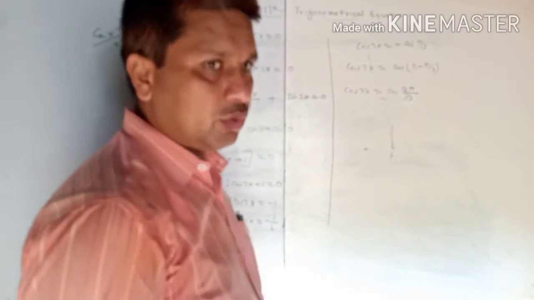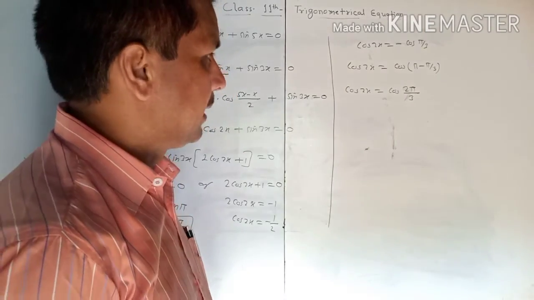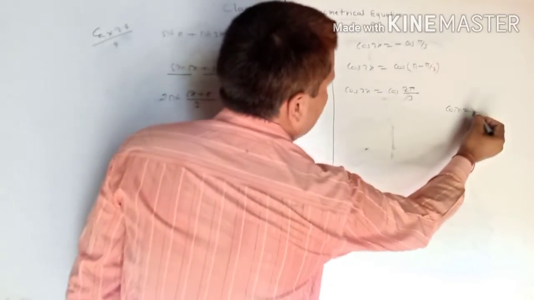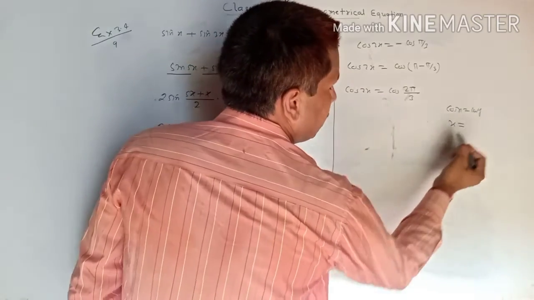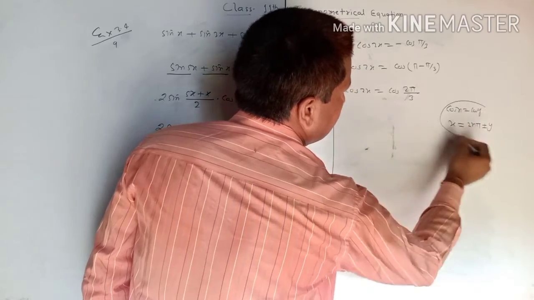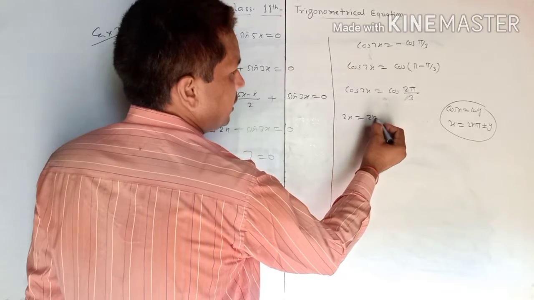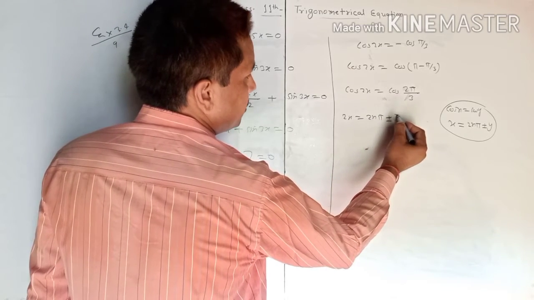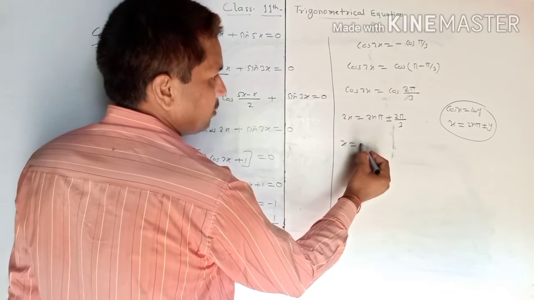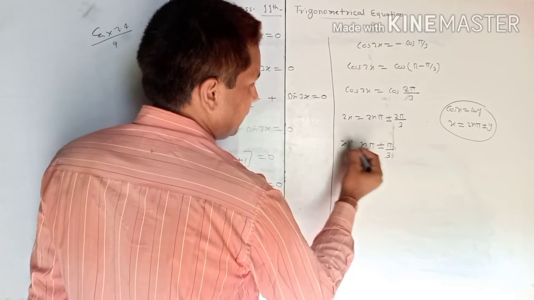You know, if cos x is equal to cos y, then the general value of x is equal to 2n pi plus minus y. This formula. So using this formula we get 2x is equal to 2n pi plus minus 2 pi by 3. Dividing overall by 2, so x is equal to n pi plus minus pi by 3.